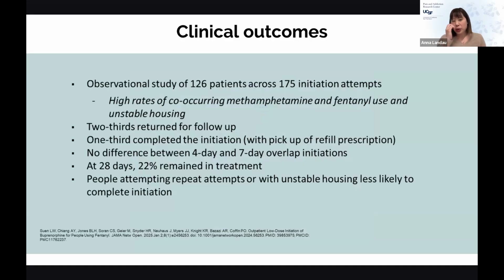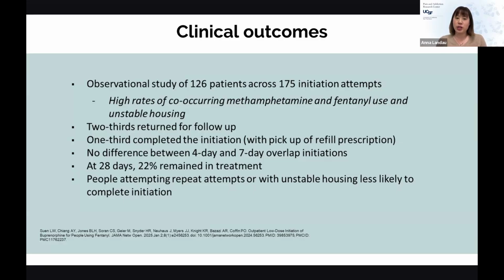When we looked at the actual outcomes, this was a study that we did across Bridge Clinic and OBIC, 2 clinics in San Francisco, where we did an observational study of 126 patients who attempted 175 low-dose attempts. We noted high rates of co-occurring methamphetamine and fentanyl use and unstable housing. These are patients with opioid use disorder with or without chronic pain. As I mentioned, 2/3 returned for follow-up. However, only 1/3 completed initiation, which we defined as picking up a refill prescription with a maintenance dose of buprenorphine.